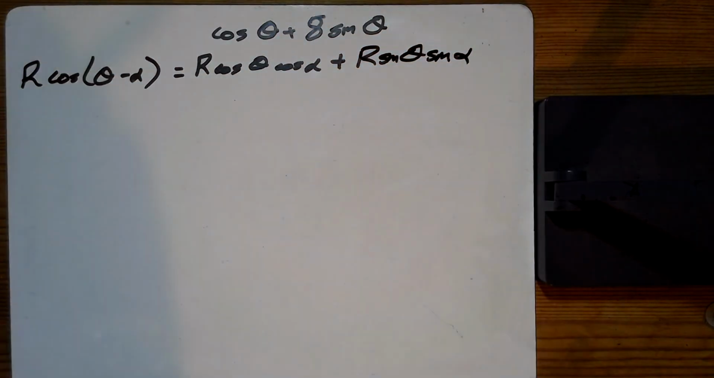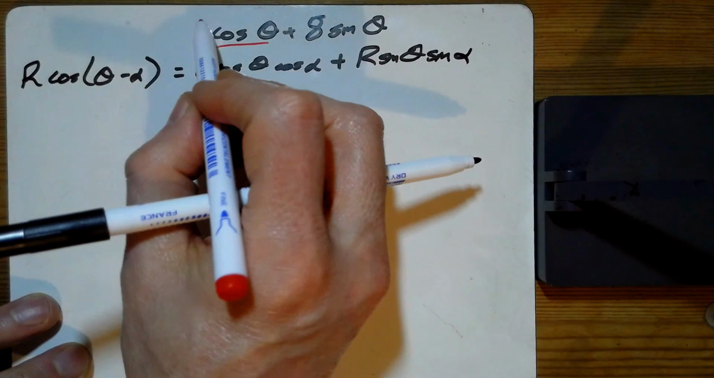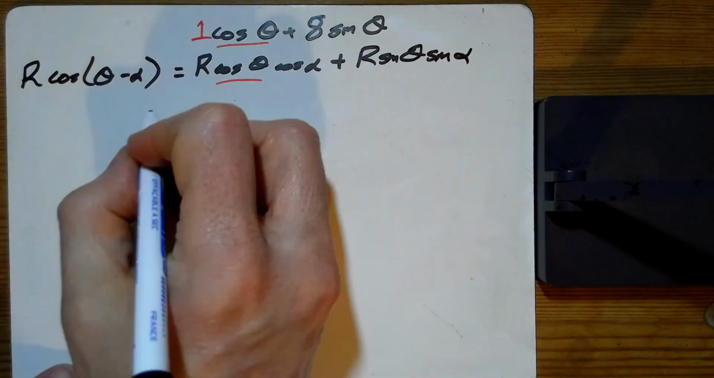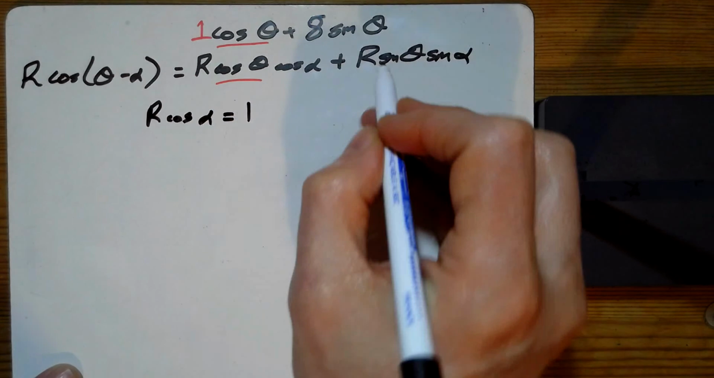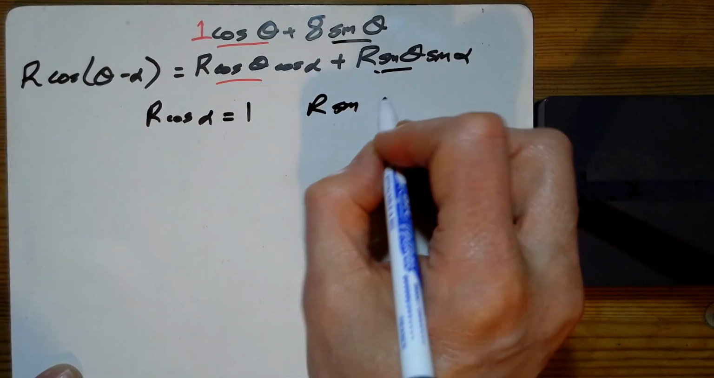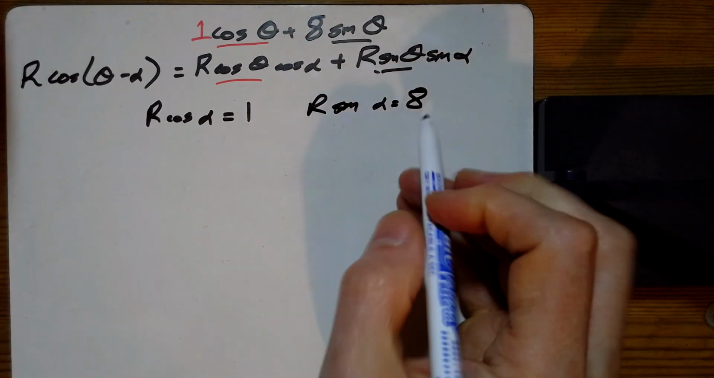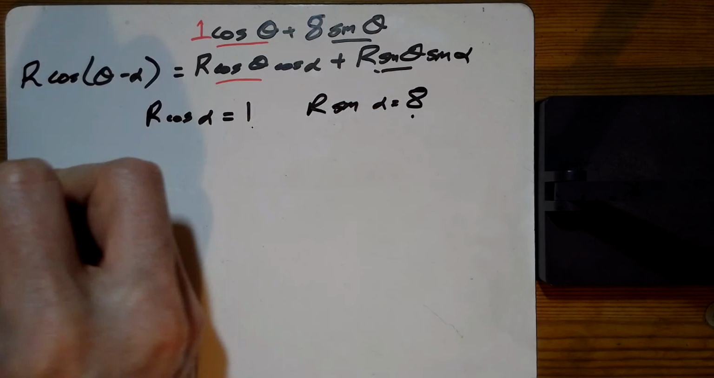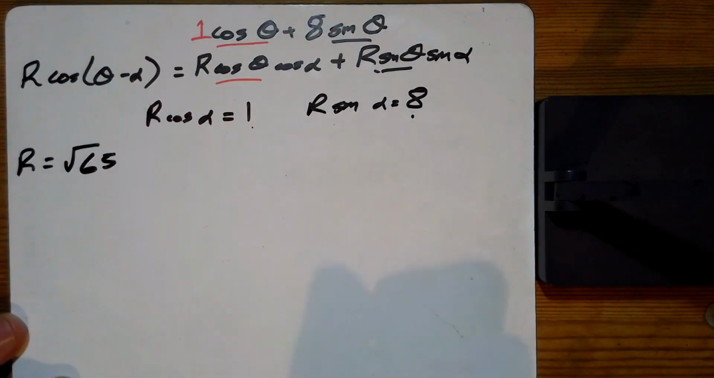You notice that the cos alpha here matches the cos alpha here. There is an invisible number there. There's a 1. And so r cos alpha equals 1. And do the same on the other one: r sin alpha equals 8. Now you don't need to do any of that to find out what r is. r is just the square root, using Pythagoras, this one squared add this one squared. So r equals root 65. You're not going to get that one wrong.